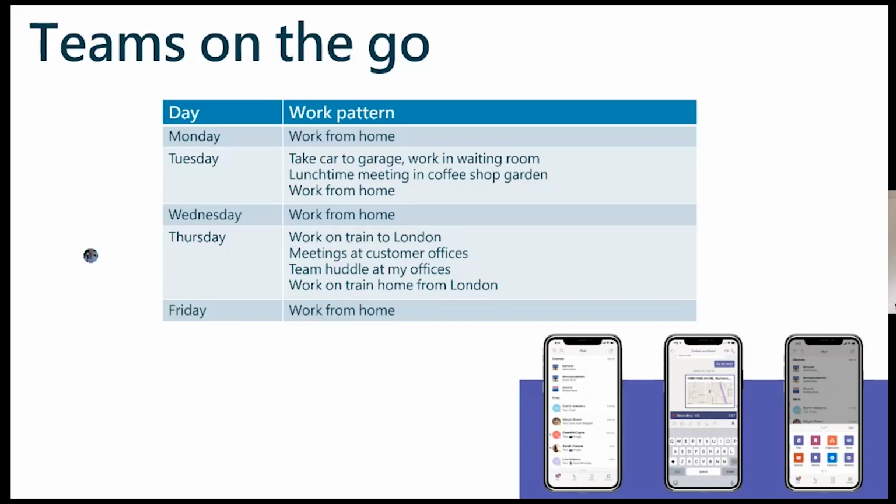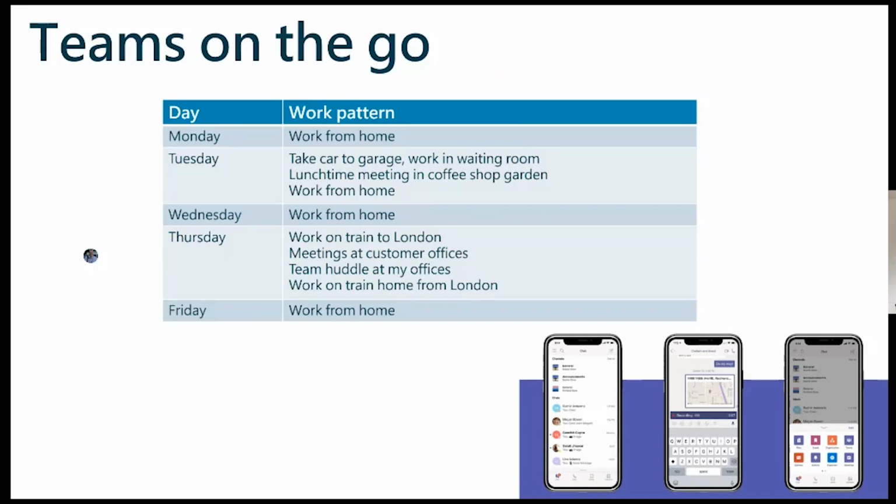Take my car. I've actually got a lunchtime meeting in a coffee shop garden, so we can now meet outside, of course. Now, it might be that I've got a colleague across the country who I want to bring into that meeting. Great. I can set it up on my phone or my laptop and bring them straight into that meeting as well. And then I'll finish the day at home again, connected through Teams.